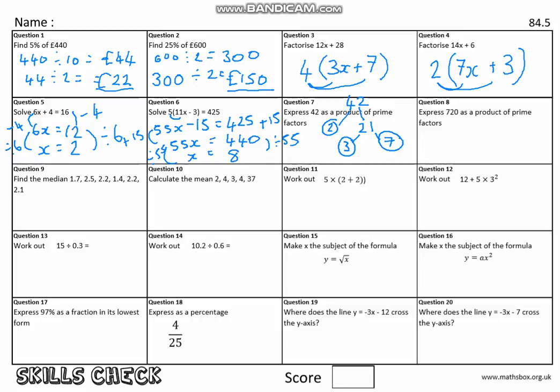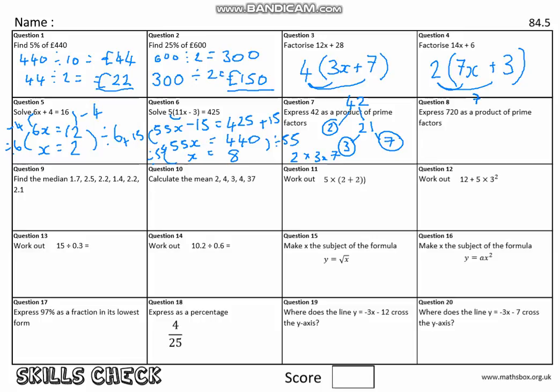And then remember to write it, we just go in order, so we do 2 times 3 times 7, okay? So we don't have any indices this time, so that's just the answer there. Okay, so up next we've got 720 as a product of its prime factors, which might take a little bit more drawing of our diagram, okay? So we need a pen to start with, that'd be helpful.